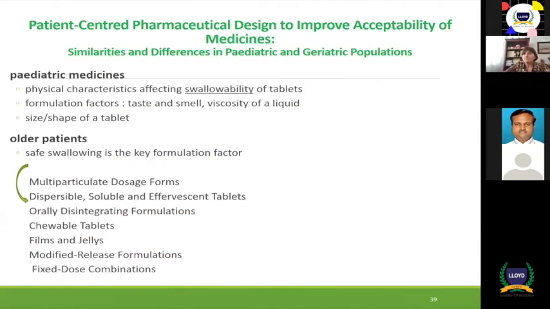Some about the patient-centered pharmaceutical design. There are many articles concerning this. You can see what the problems are if you prepare geriatric preparations: older patients have swallowing problems, and you have to count on this. So this is targeting the patient population. You have to segment the market.